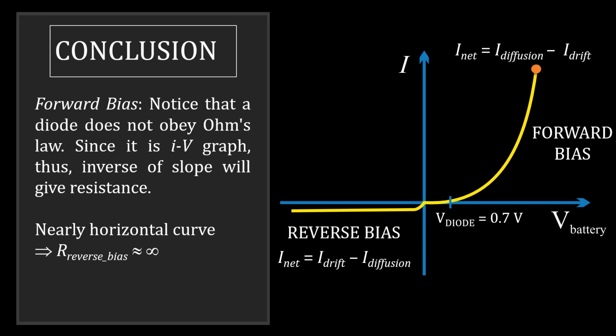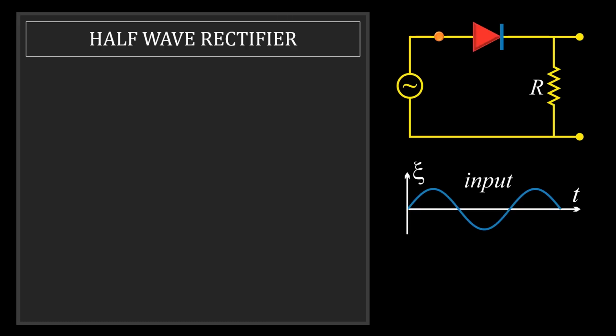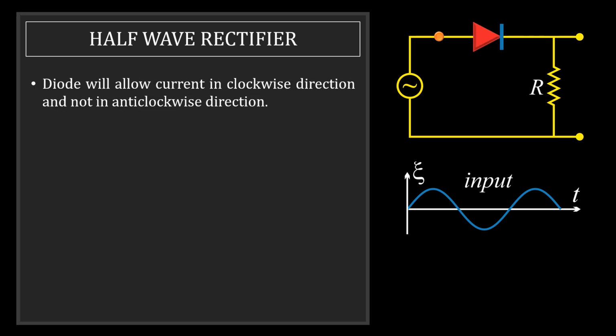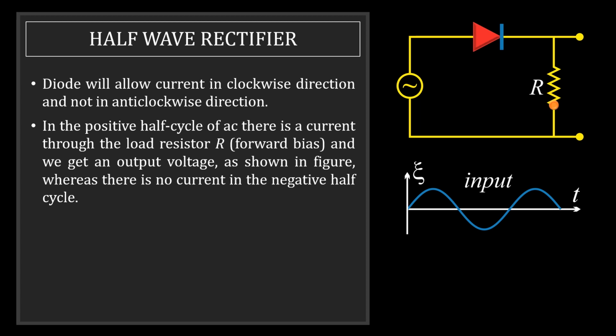And now we shall study the application of diode. Half-wave rectifier. As you can see, we have applied an AC source here and there is a diode. When the current is clockwise, the diode allows the current and we can take the output here. And when the current is anti-clockwise, the diode does not allow the current, therefore the output will be 0.